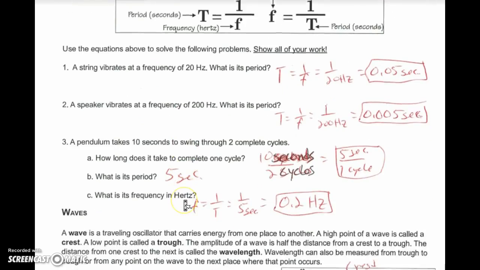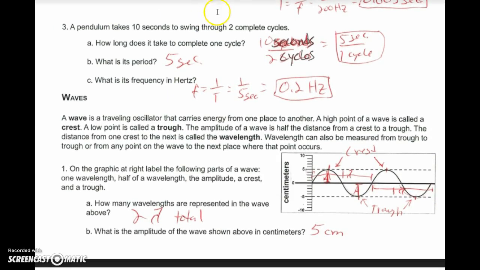If a pendulum takes 10 seconds to swing through 2 complete cycles, how long does it take to complete 1 cycle? Well, it takes 10 seconds to go through 2 cycles, so it's going to be 5 seconds per 1 cycle. So what is its period? Well, 5 seconds. So what is the frequency then in hertz? Well, frequency is 1 over the period. So 1 over 5 seconds equals 0.2 hertz.